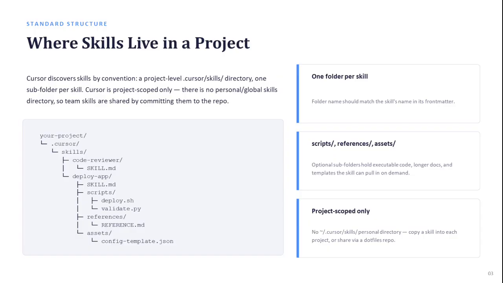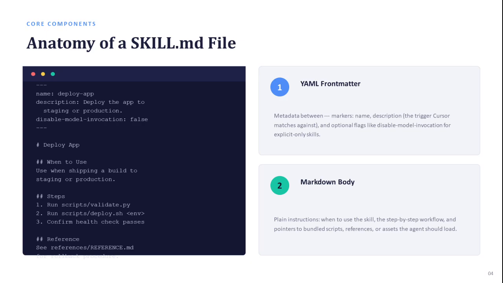Cursor discovers skills by convention: a project-level .cursor/skills directory, with one subfolder per skill, as I said. Cursor is project scoped only. There are no personal or global skills directories. Team skills are shared by committing them to a repo. Then one folder per skill, as I said, then it is the hierarchy and project scoped only. You can have a look at it.